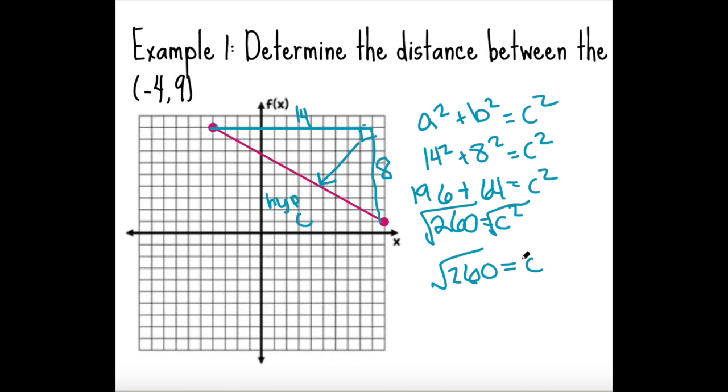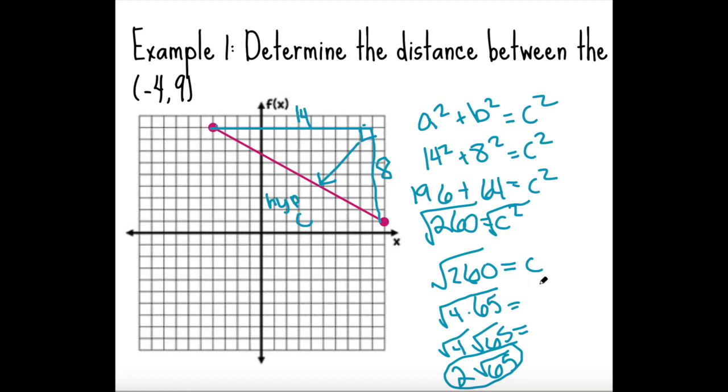From here, I can either choose to approximate my distance or to simplify the radical. I'll go ahead and do both. 260, we want to see if there is a perfect square that goes into 260. There is, and the perfect square is 4. 4 times 65 gives me 260, which I can then break apart into two separate radicals. The square root of 4 is 2 times the square root of 65. This would be my exact answer in most simplified form.